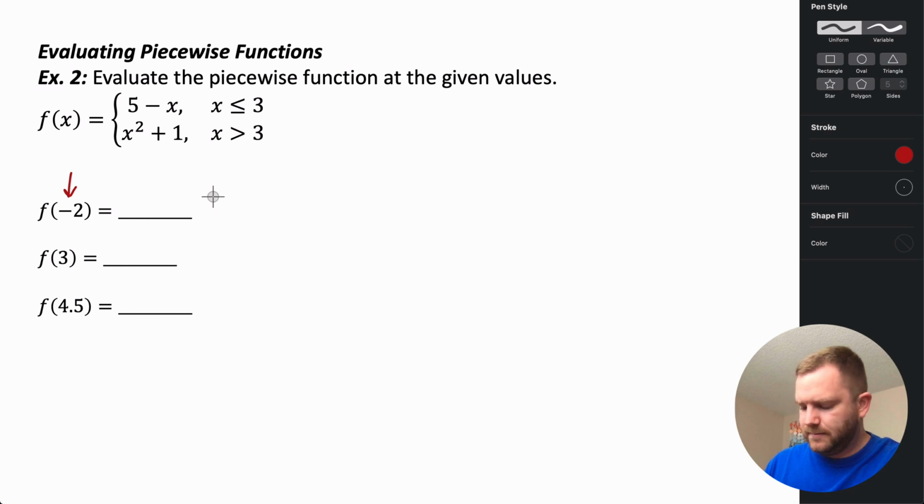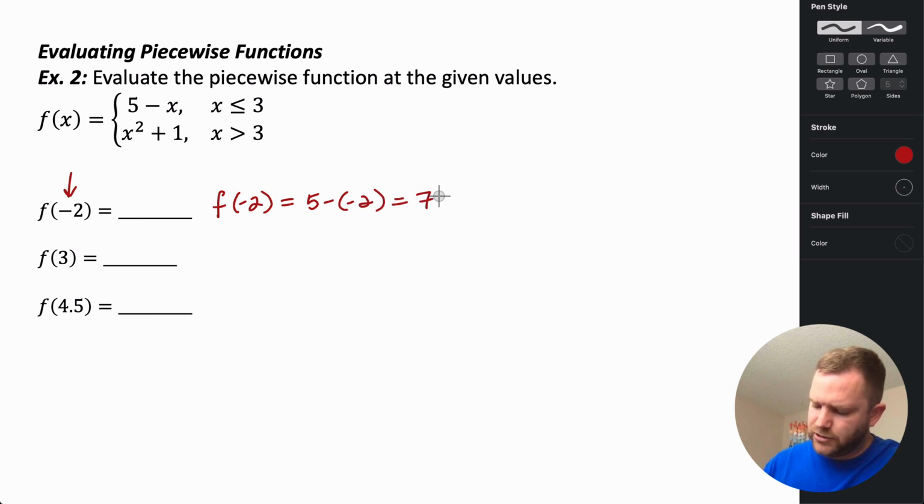to evaluate this. So f of -2 is equal to 5 minus -2. Subtracting a negative makes this addition, so we would be plus there.